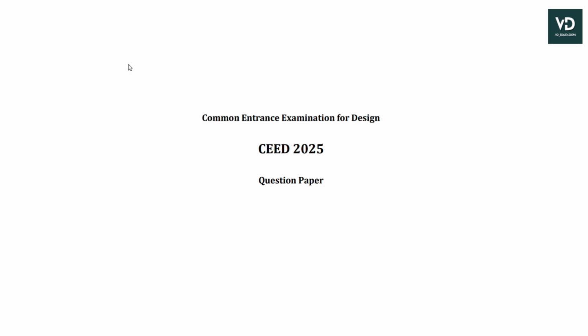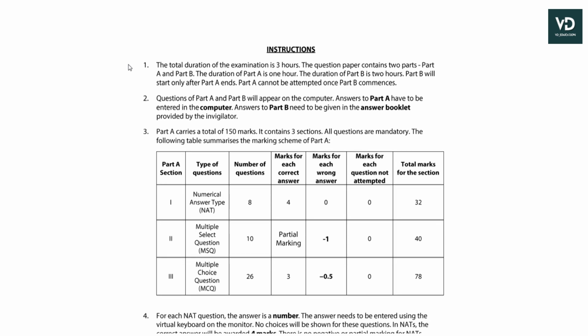First we will read out the instructions, then we will go to Part A, then Part B. Okay, so going to the instructions. First, the total duration of the examination is 3 hours, and the question paper contains Part A and Part B. 1 hour is provided for Part A and 2 hours is provided for Part B.